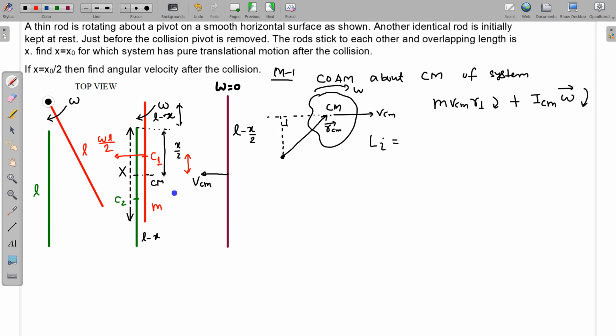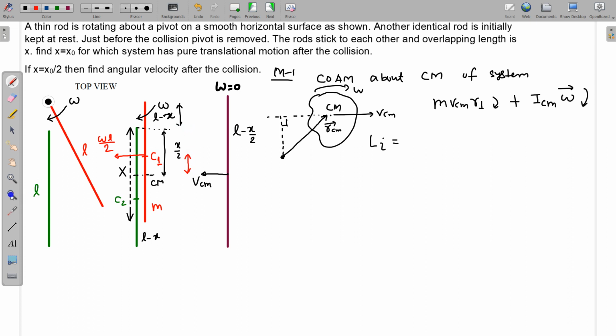So this distance is going to be the distance r. Let us see what this distance can be, and the other term will be ICM into omega. I am spending so much time because many students commit mistakes while writing these expressions. These expressions should be written very clearly, very carefully. So this distance can be calculated like this.